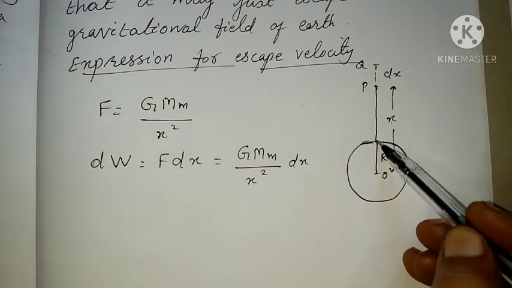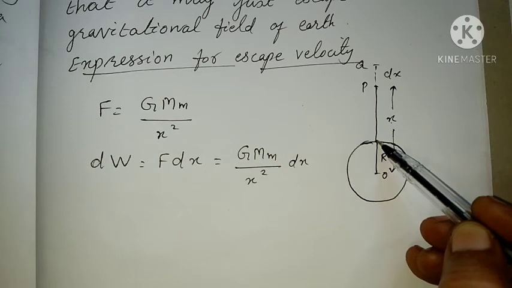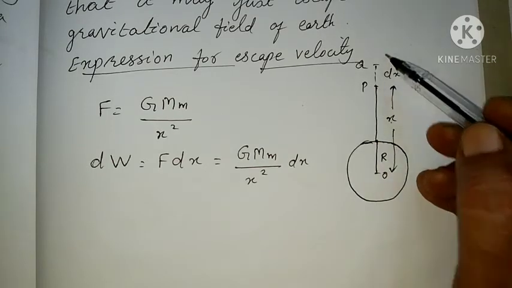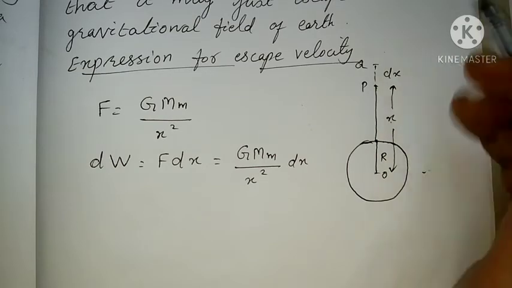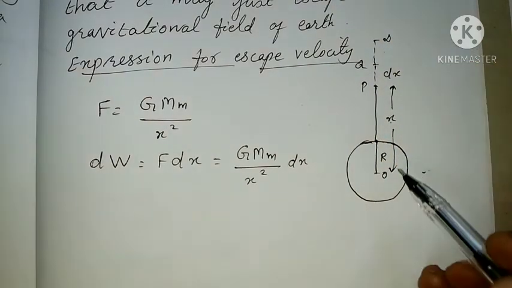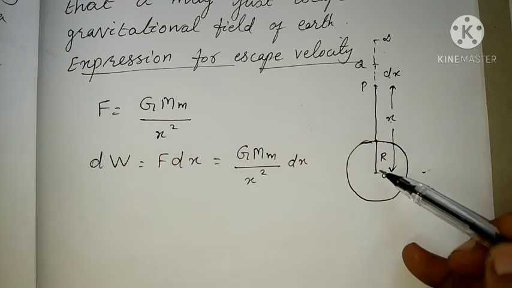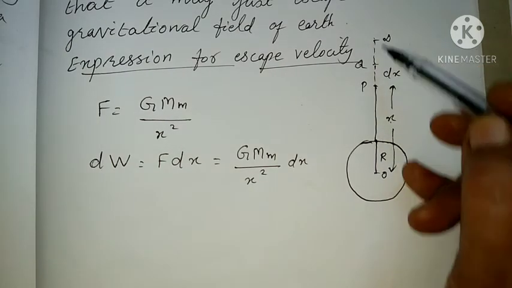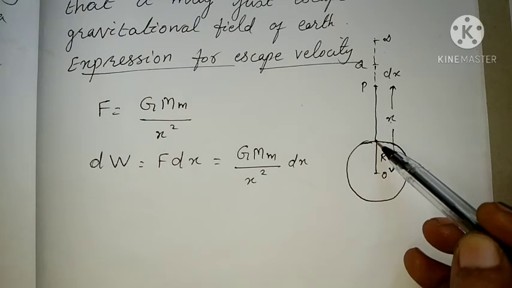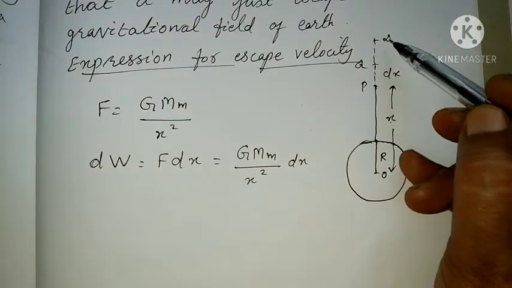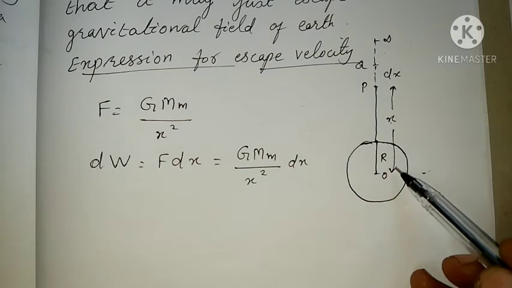So from the surface, if the body is moving beyond the gravitational field of the earth, that means at that time x equals infinity. Clear? So once again, suppose the body is moving from the surface of the earth to infinity. When the body is at the surface, x equals R, and when the body is brought to infinity, x equals infinity.